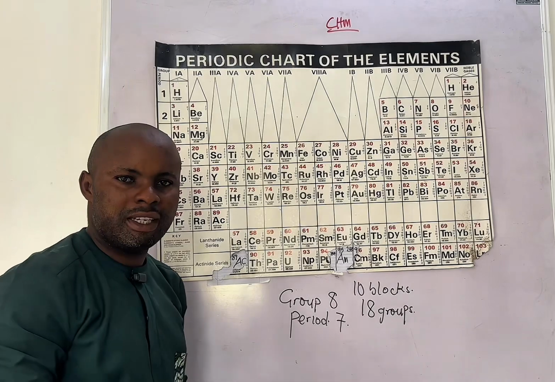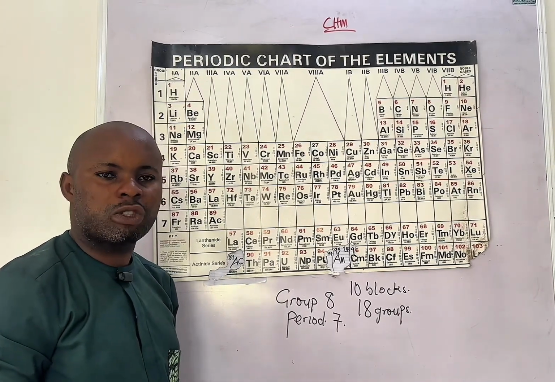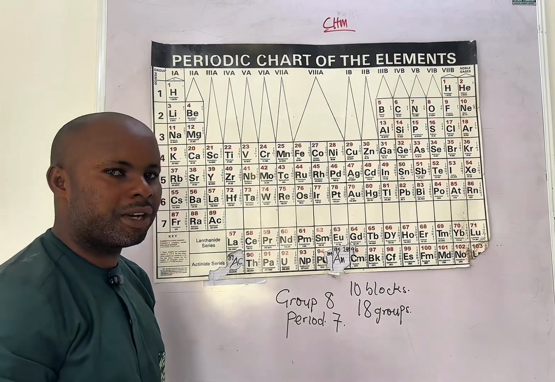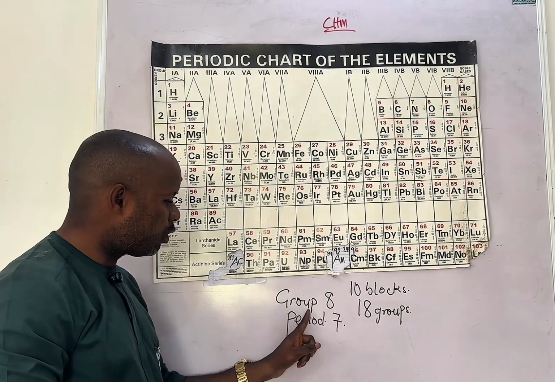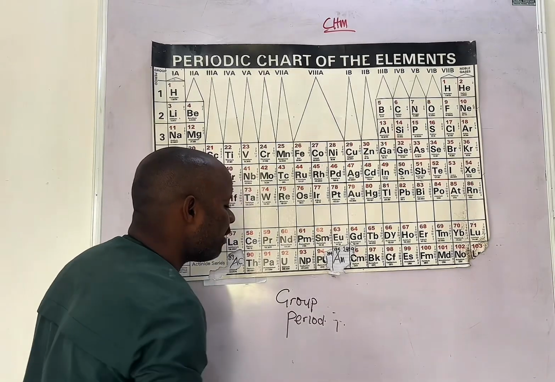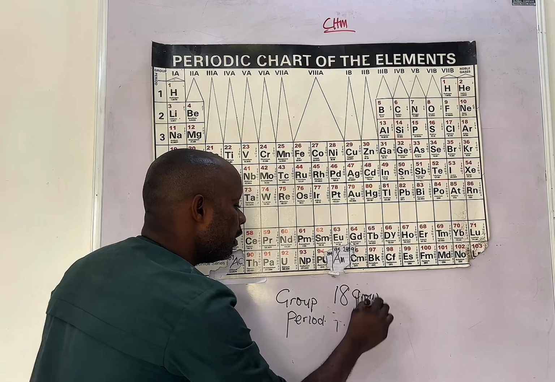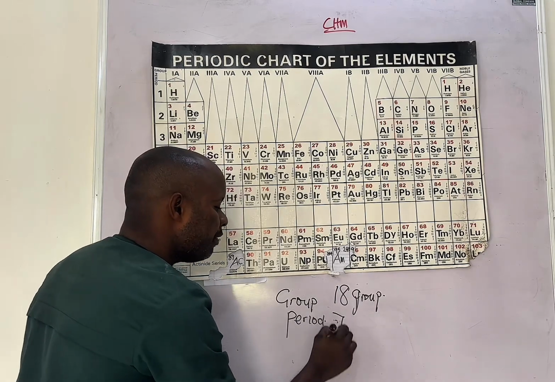So what are the features of a periodic table? A periodic table contains groups and periods, as I've said. We say we have 18 groups on this periodic table, and 7 periods.